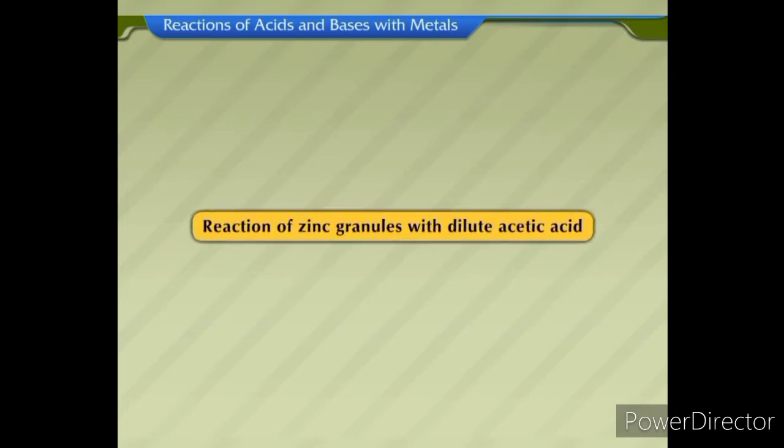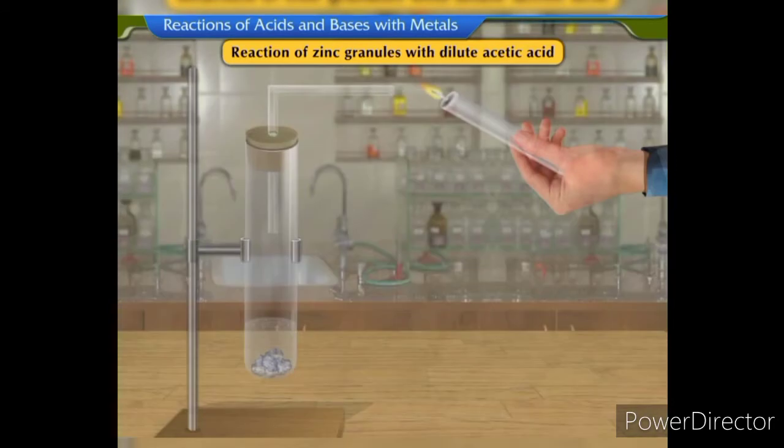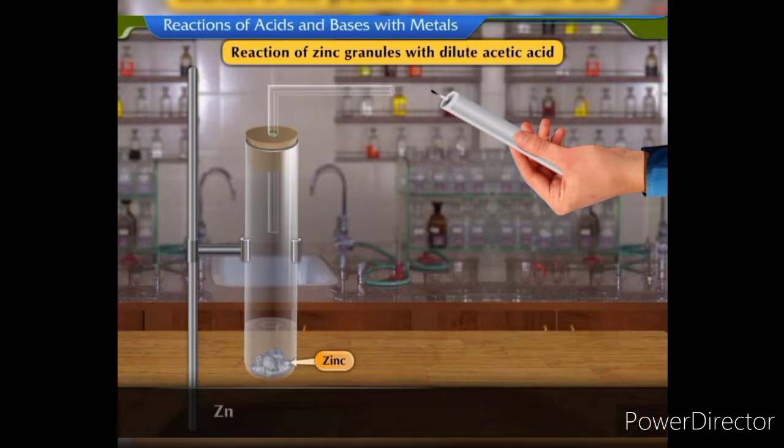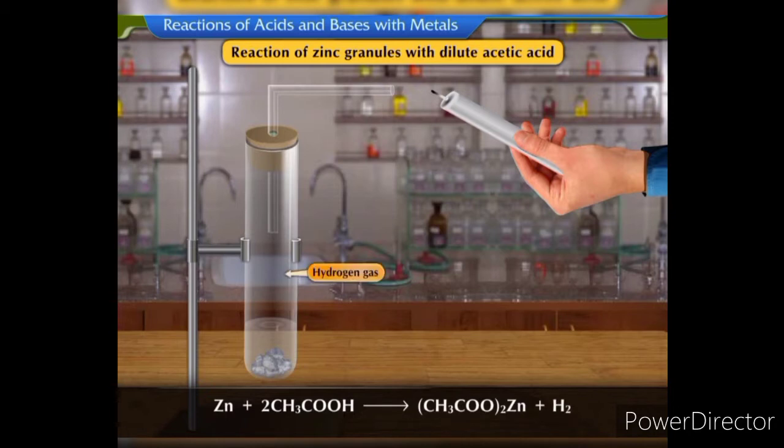Reaction of zinc granules with dilute acetic acid. When zinc reacts with dilute acetic acid, a gas is evolved. This gas burns with a popping sound and the candle extinguishes. Zinc reacts with acetic acid to form zinc acetate with the liberation of hydrogen gas.